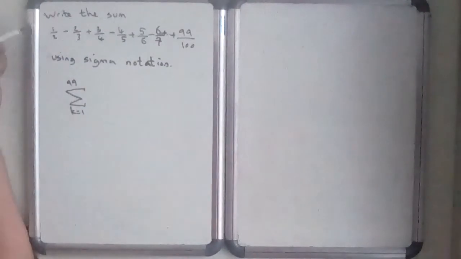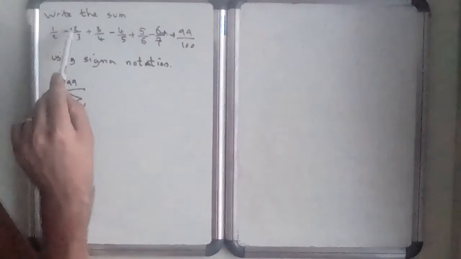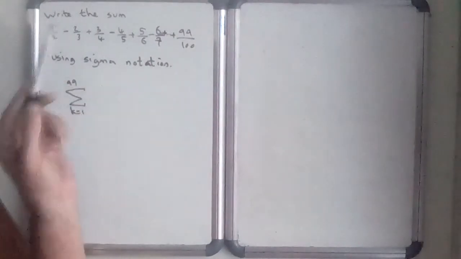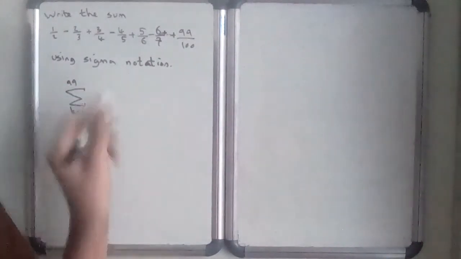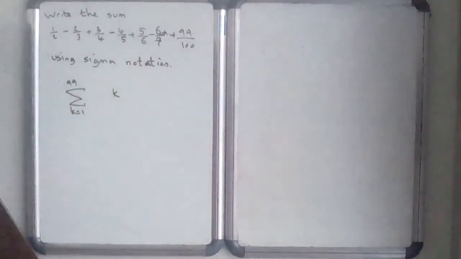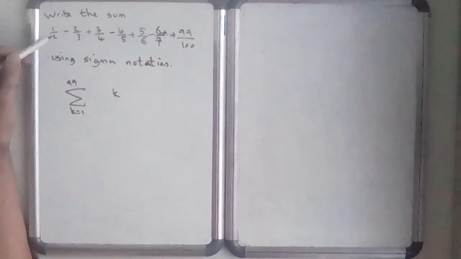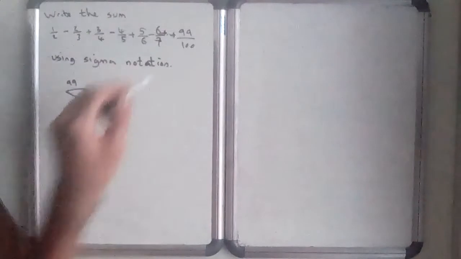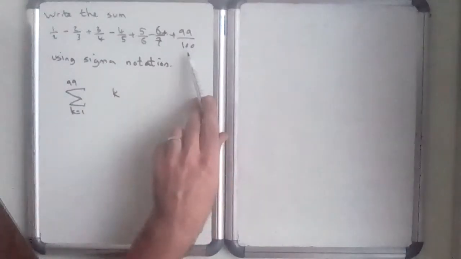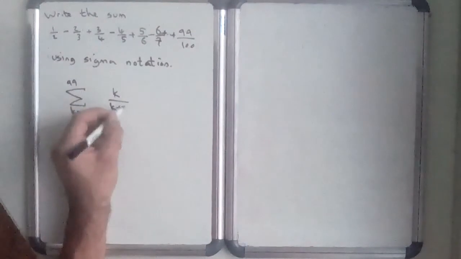I'm going to come over here and look at the numerator and the denominator of all of these fractions. If k is 1, the numerator is 1, k is 2, the numerator is 2, k is 3, it's 3, and so on. So the top of that fraction, the numerator, is just k. If you look at the denominator, it's always one more. If k is 1, the denominator is 2. If k is 2, the denominator is 3, all the way up to when k is 99, the denominator is 100. So that is one more than k, so it's k plus 1.